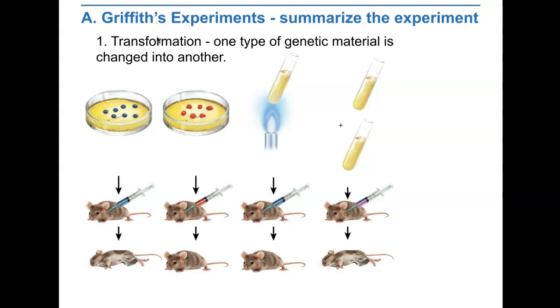He called this process transformation, because one type of bacteria, the harmless form, had been changed permanently into another, the disease-causing form. Because the ability to cause disease was inherited by the offspring of the transformed bacteria, Griffith concluded that the transforming factor had to be a gene.